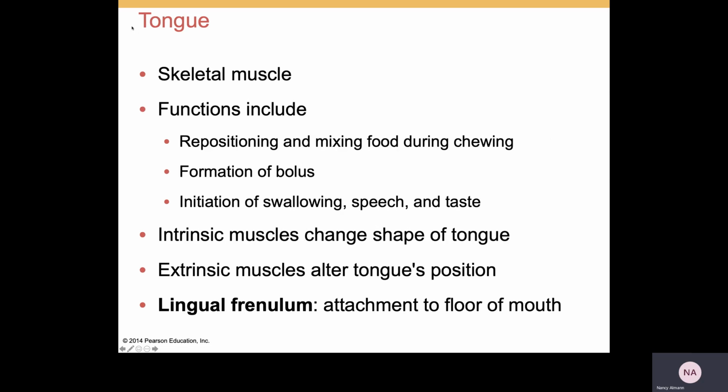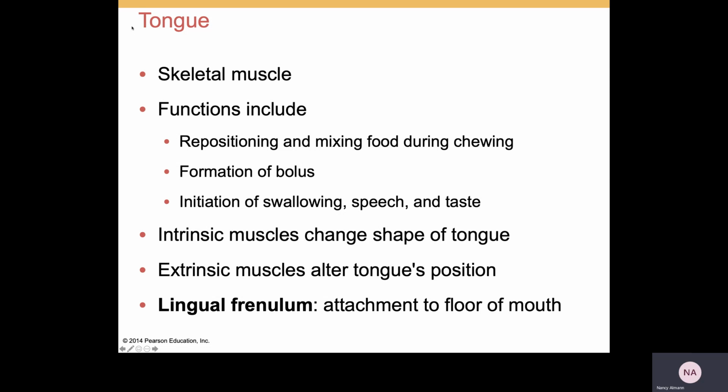The tongue itself is skeletal muscle. Actually really important for a number of reasons, which include flipping the food over and over and over so it is really exposed to your teeth while you're chewing. It is going to help with the formation of the bolus, which is the small blob of food that you swallow that moves along the pharynx and down into the esophagus. It is crucial for the initiation of swallowing. You totally need it for speech, and it's going to be important for taste.